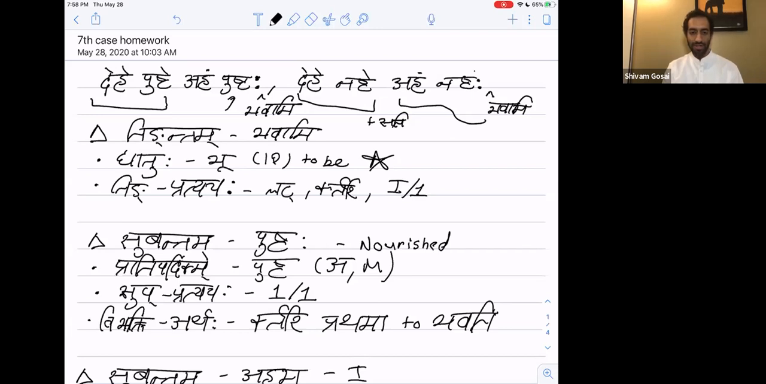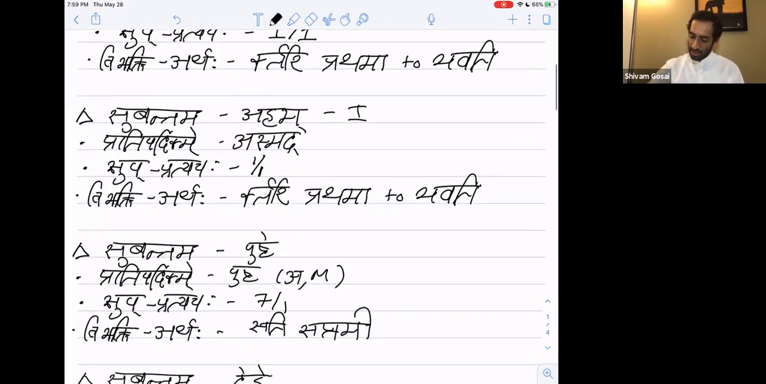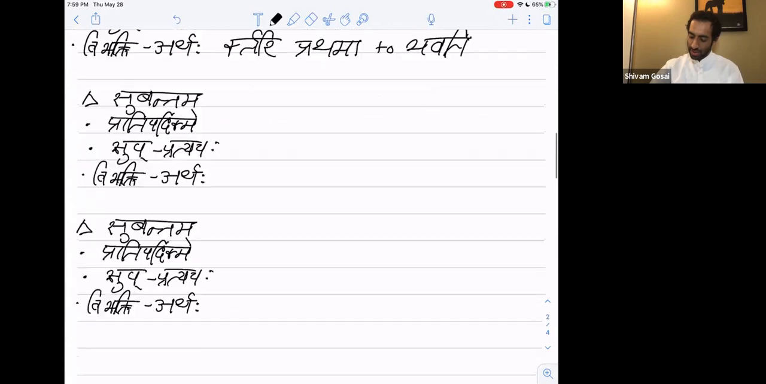Okay, any other questions with this when A is B kind of format? So when A is B, then something happens. When the body is nourished, I am nourished. When the body is destroyed, I am destroyed. Any other questions with Sati Saptami?